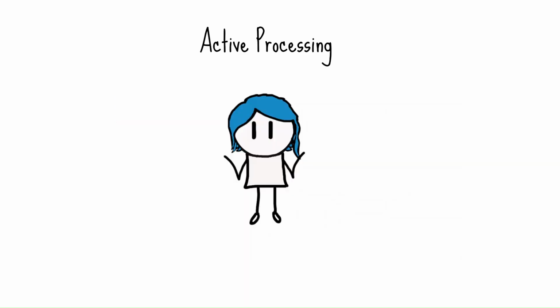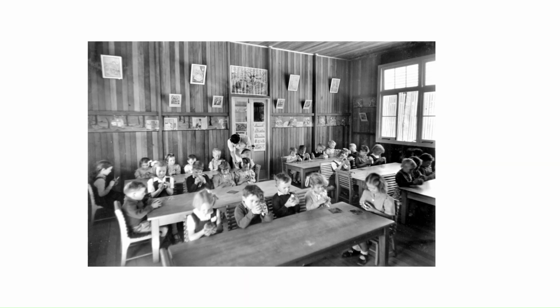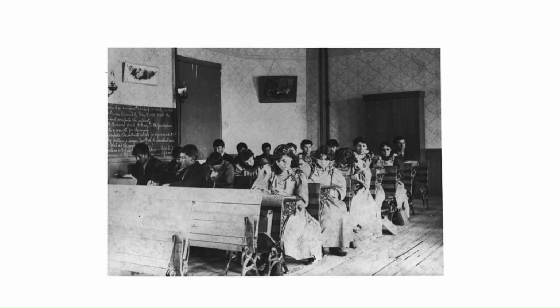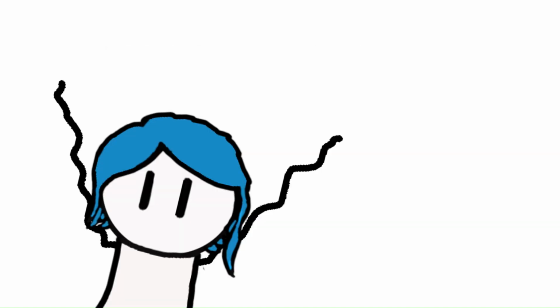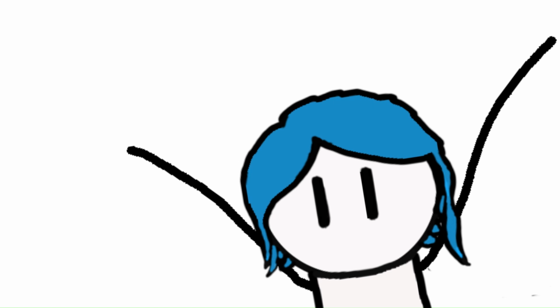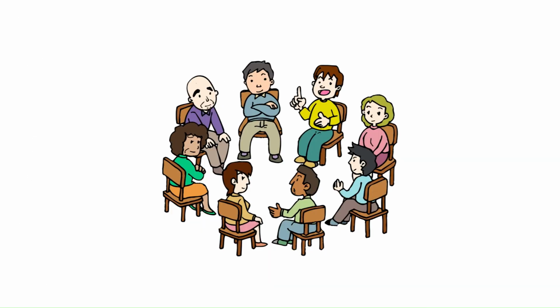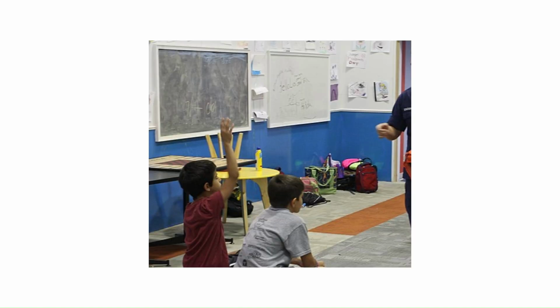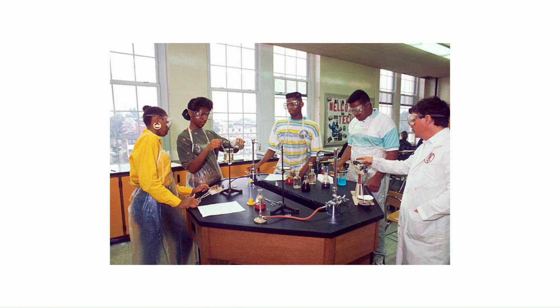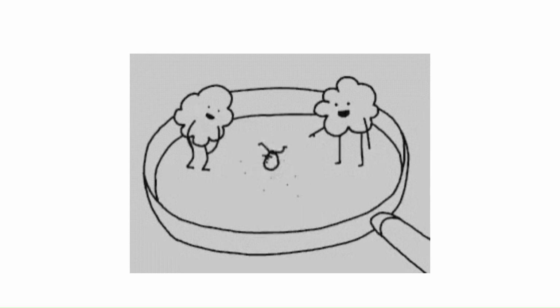Finally, active processing involves students being actively engaged in the learning process rather than passively receiving information. Ask them questions, help them make deductions, make them use their frontal cortex. When students participate in dialogue, question the material, and engage in critical thinking, they internalize knowledge more deeply.